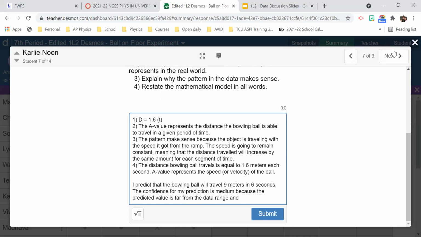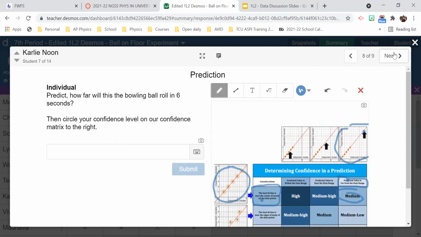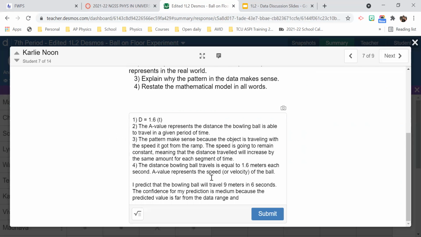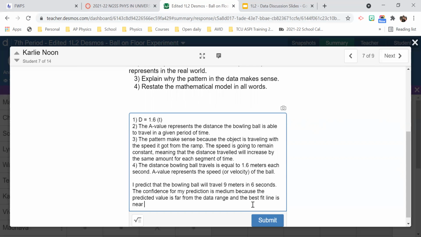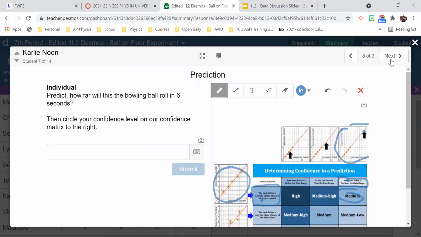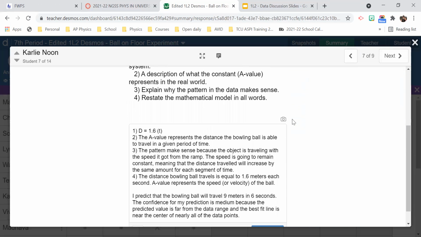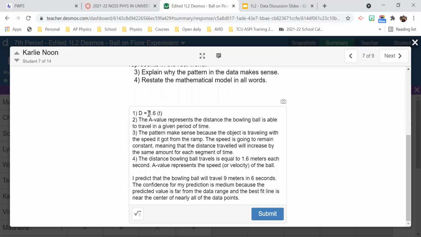And we're going to bring in that other one. The best fit line is near the center of all of the data points. I believe that's how we finish that. Hold on. Yep. Okay. So now you have your data discussion.